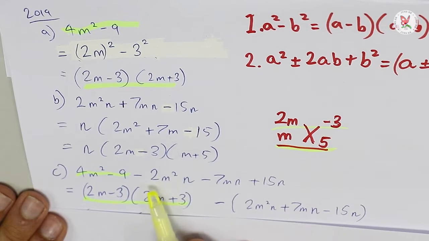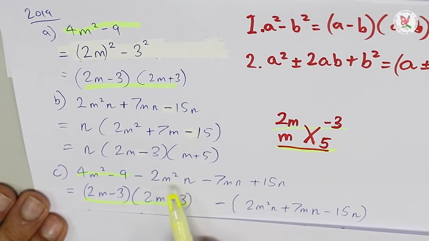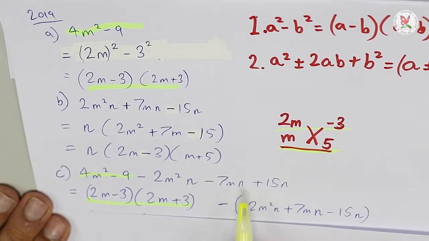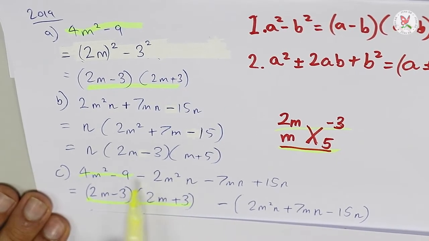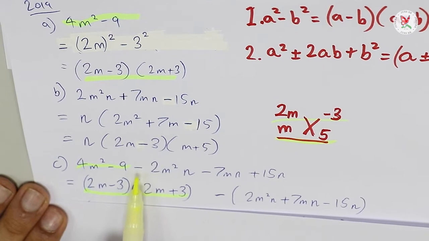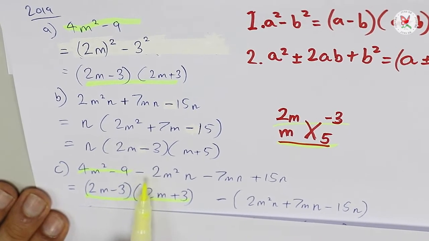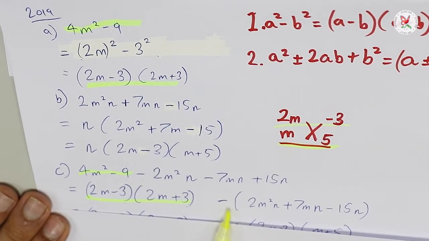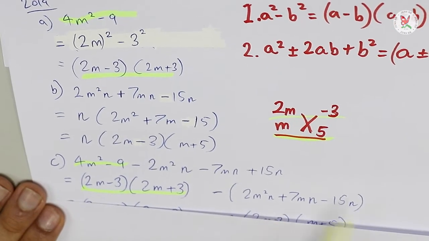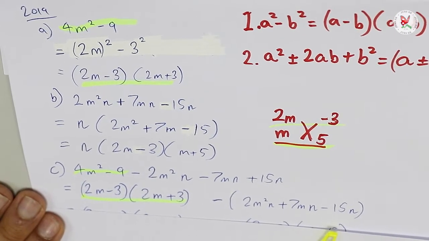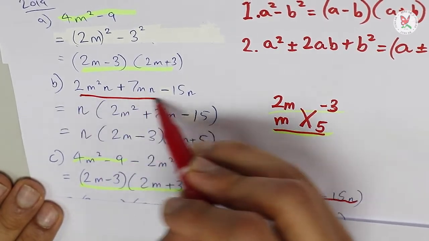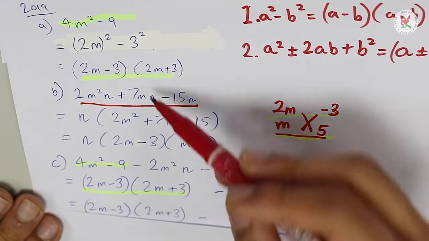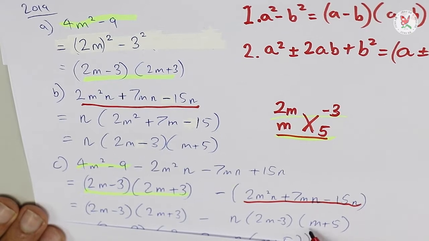Here we have negative 2m squared n minus 7mn plus 15n. These two are very similar, but the only difference is that this is multiplied by negative 1. So if you move the negative 1 out, we end up with the same thing. So you can see that this thing is identical to this, and so we have the answer for the simplified version of this, which is over here.